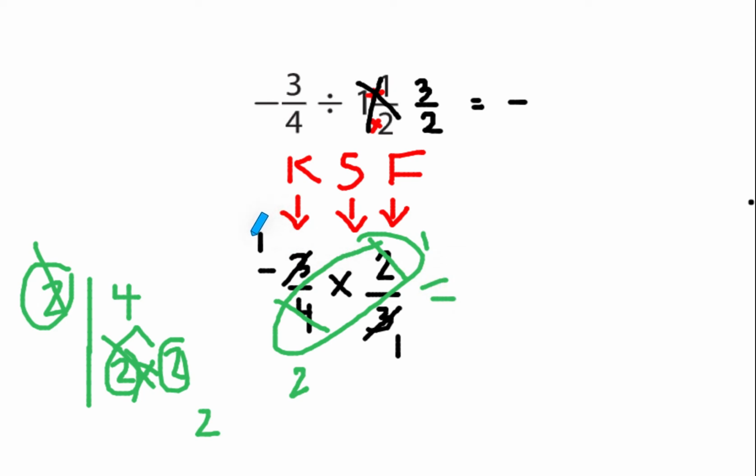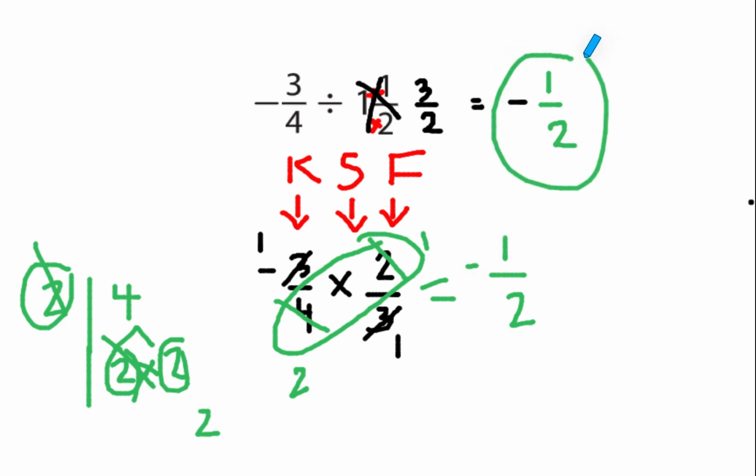Now I'm just going to multiply straight across. Numerator with numerator. 1 times 1 is 1. 2 times 1 is 2. And let me put it up here because I want to make sure it's a negative, right? A -1/2. And that is how you multiply with mixed numbers and fractions.